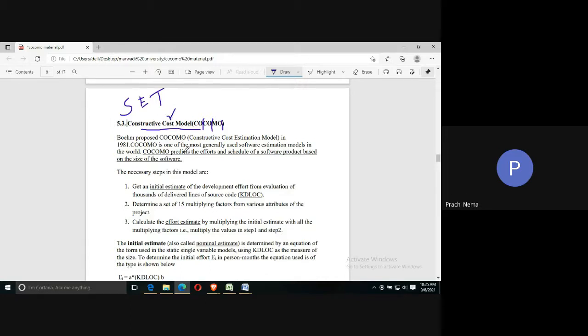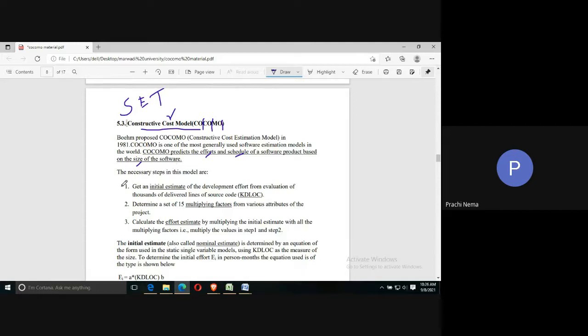So this model predicts the effort and schedule based on the size of the software. The cost is basically how much time you are giving, how much effort you are putting. So that will be determined based on the size. That is why we needed to add knowledge of everything. So COCOMO will predict the effort and schedule depending upon the size.